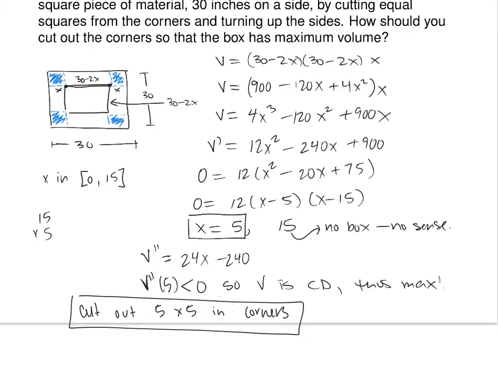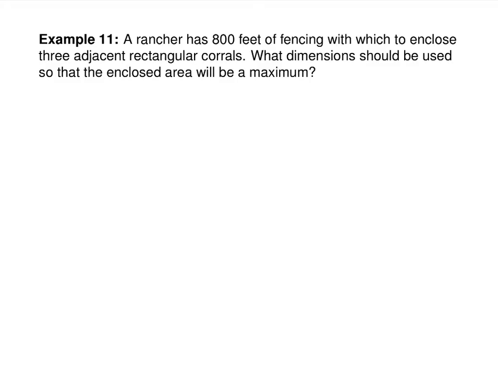I should have done this problem first, but hindsight is 20/20. A rancher has 800 feet of fencing with which to enclose 3 adjacent rectangular corrals. What dimensions should be used so that the enclosed area is going to be a maximum?